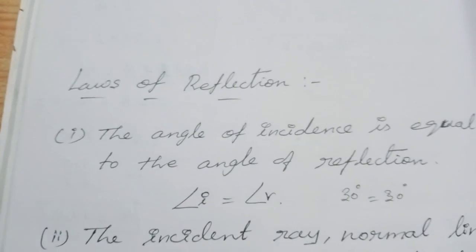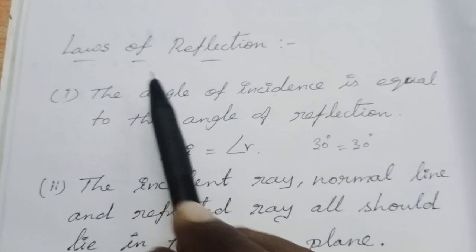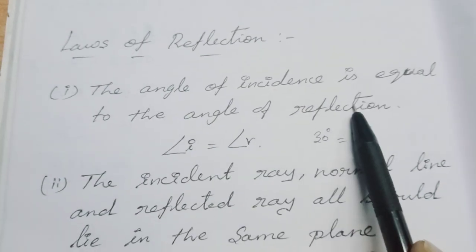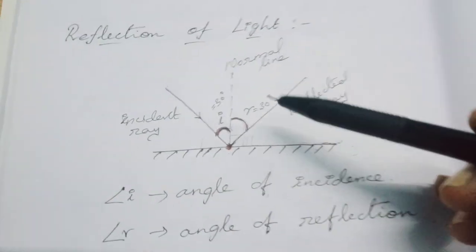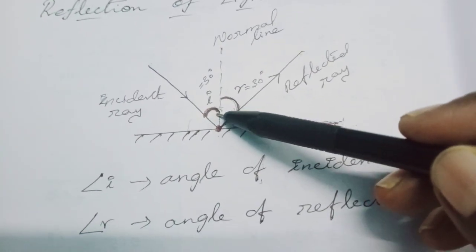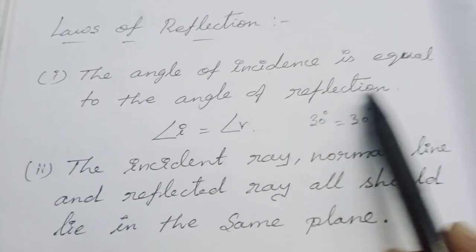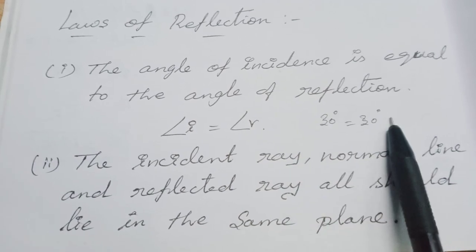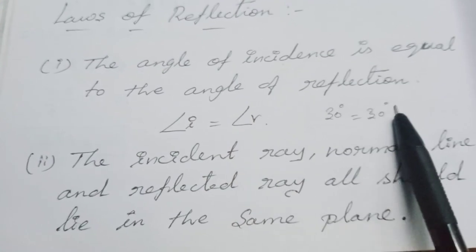Laws of reflection: this is a very important question under this topic. See the first point: the angle of incidence is equal to the angle of reflection. From the diagram we saw that the angle of incidence is equal to the angle of reflection. That is, angle I is equal to angle R. For example, if angle I is 30 degrees, then angle R is also equal to 30 degrees.